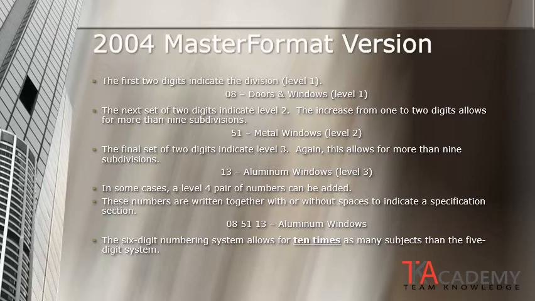The final set of 2 digits indicate the level 3 detail. Again, previous versions had a single digit. The 2 digits allow for more than 9 subdivisions. In this example, 13 indicates aluminum windows. There are some cases where a level 4 pair of numbers can be added at the end. These numbers are written together with or without spaces to indicate a specification section number. This example, 085113, is aluminum windows. The reason for this change from 5 digits to a 6-digit numbering system is that it allows for 10 times as many subjects as the 5-digit numbering system did.